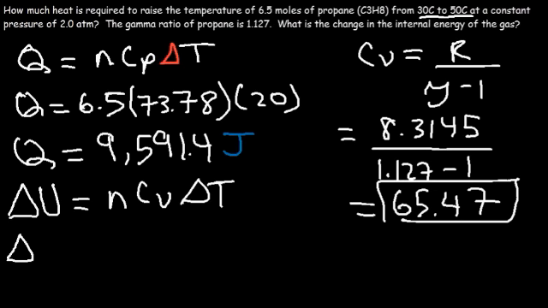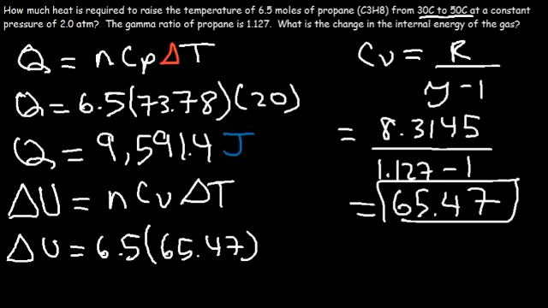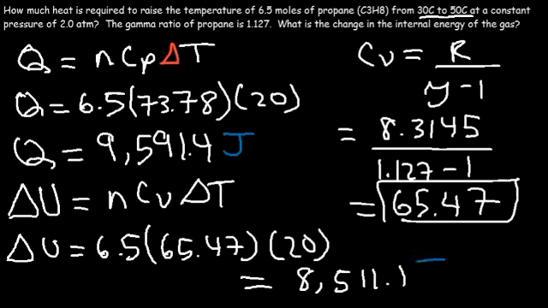So delta U is going to equal the number of moles, 6.5, times Cv times delta T, which is still 20. So 6.5 times 65.47 times 20 is equal to 8,511.1 joules. And that's it for this problem.